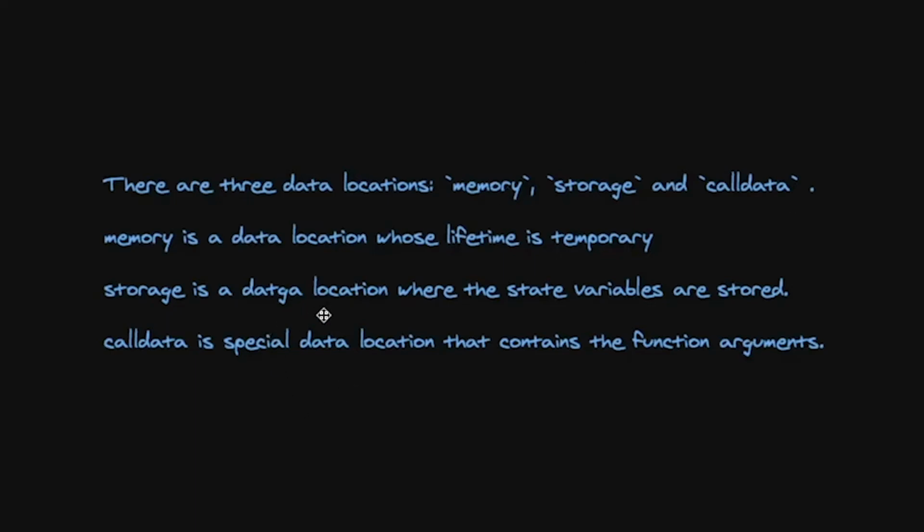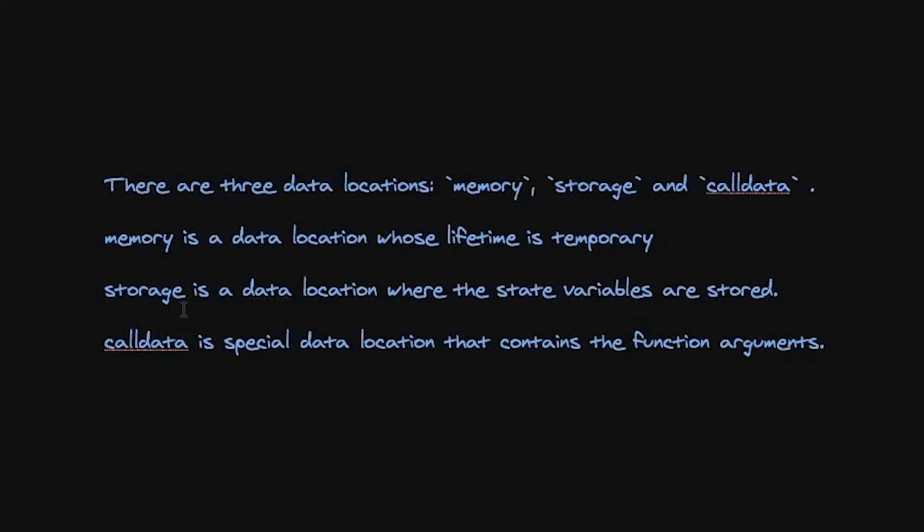The storage, on the other hand, is a location where the state variables are stored. So these are permanent. And the lifetime of these things is limited to the lifetime of the contract itself. A good place to use it would be, let's say you're writing an ERC20 token and you want to store how much a user owns. This is where you would store that value.